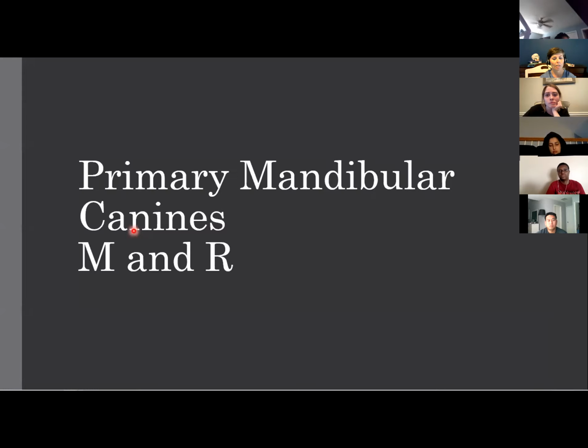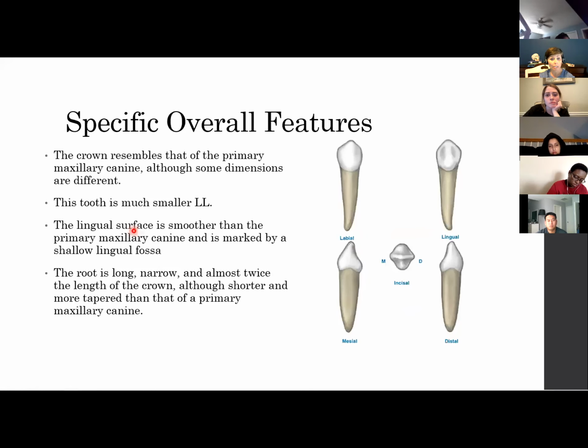All right, mandibular canines, M and R. The crown resembles that of the primary maxillary canine, although some dimensions are different. The tooth is smaller labio to lingual. The lingual surface is smaller than the primary maxillary canine and is marked by a shallow lingual fossa. The root is long and narrow and almost twice the length of the crown, although shorter and more tapered than that of the primary maxillary. So shorter and tapered, but still goes towards the distal.